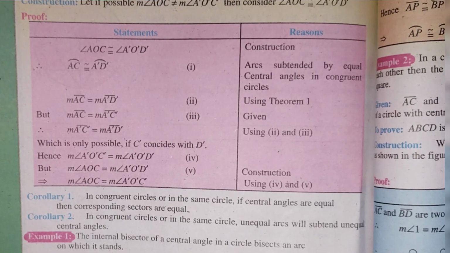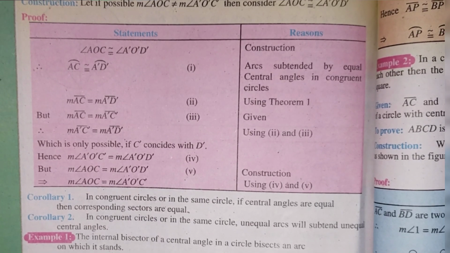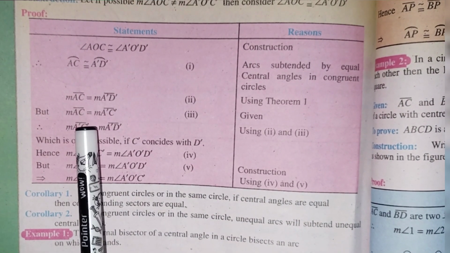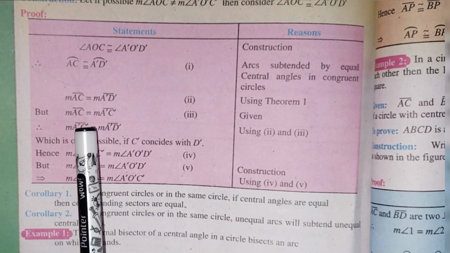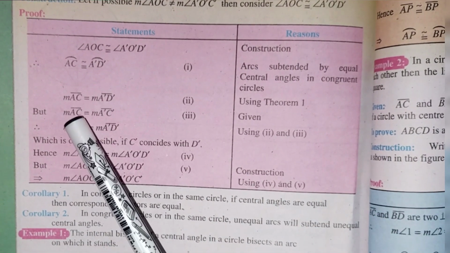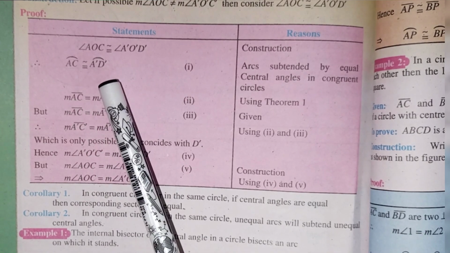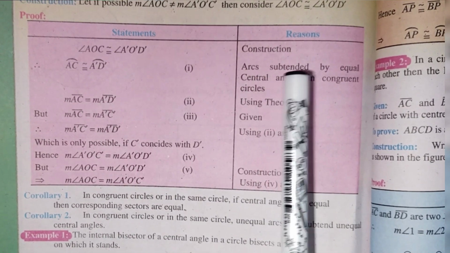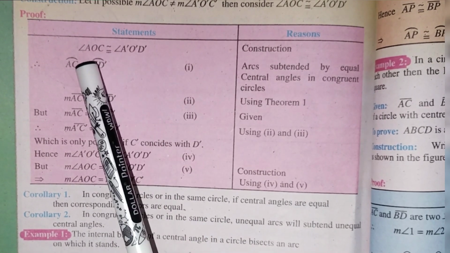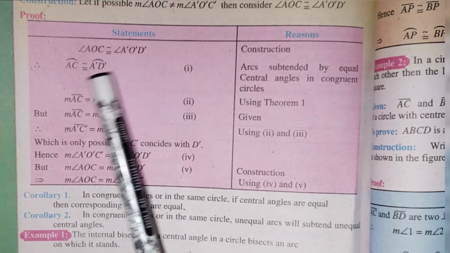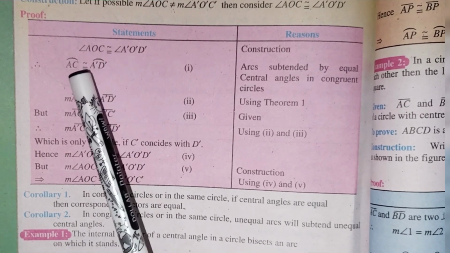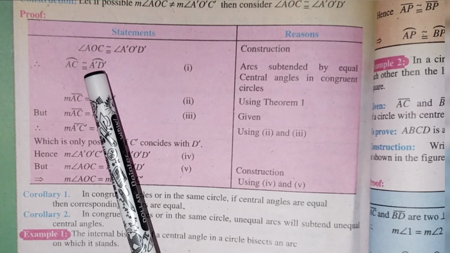In the proof of this theorem we have taken a supposition, you must say. Okay, this "consider" is basically a supposition. The statement is angle AOC is congruent to angle A dash, O dash, D dash. This is from the construction. Your arc AC is congruent to arc A dash D dash because arcs subtended by equal central angles in congruent circles are congruent. When these two angles are congruent, then the arcs subtended by these two angles must be congruent. So from here we can write arc AC is congruent to arc A dash D dash.